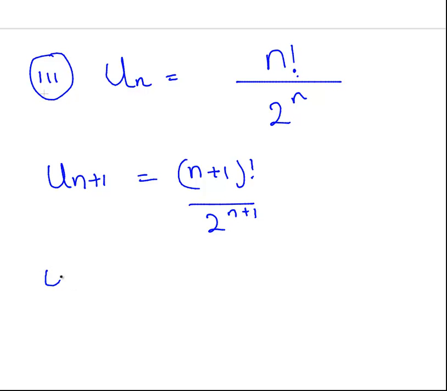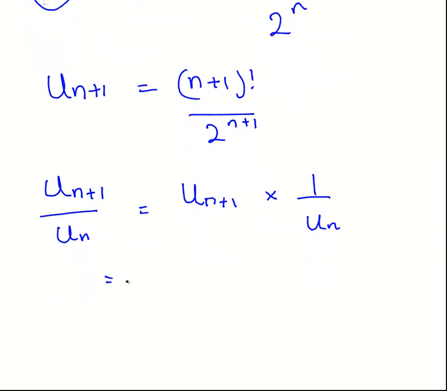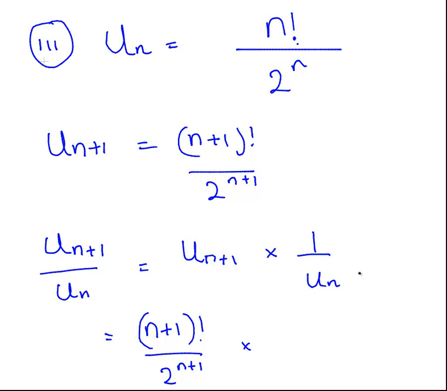Now the ratio is a little bit tricky. So u of n plus 1 divided by u of n can be expressed as u of n plus 1 times 1 over u of n. So essentially you invert it, you flip it upside down, express it as a fraction, and just switch the numerator and denominator. So in this case we have n plus 1 factorial divided by 2 to the n plus 1, times 1 over u of n. So we invert u of n there, and we're going to have 2 to the n over n factorial. Essentially just invert this up there.